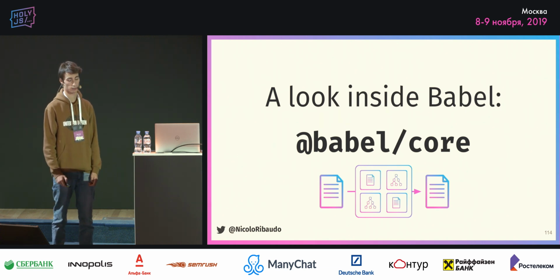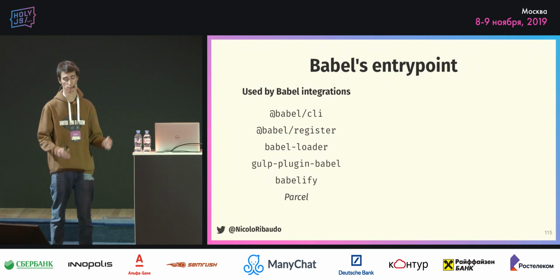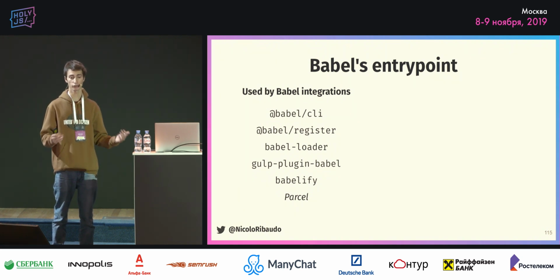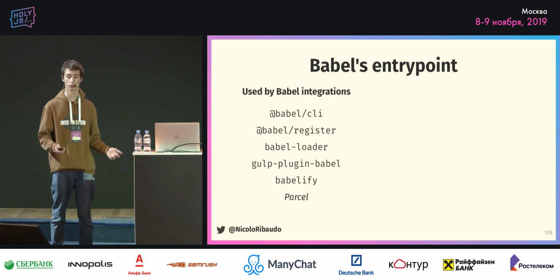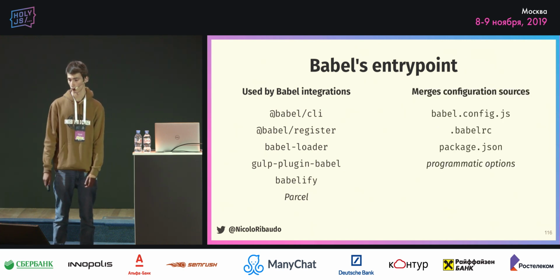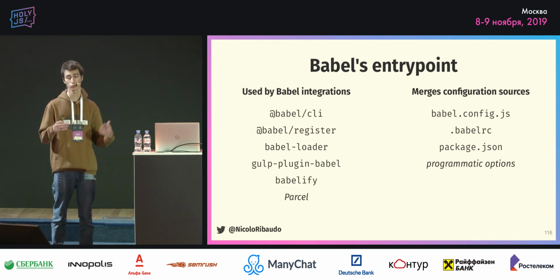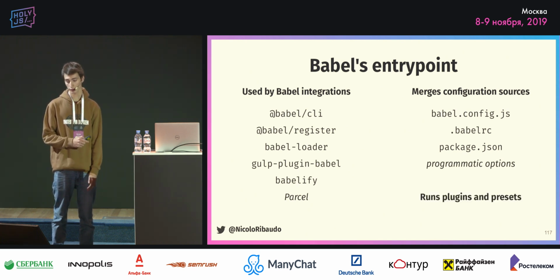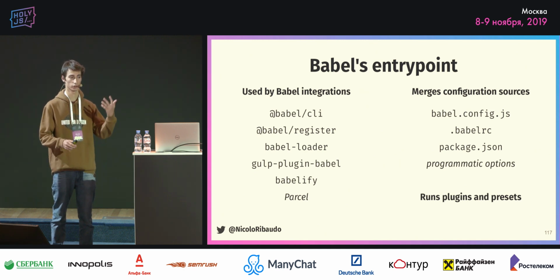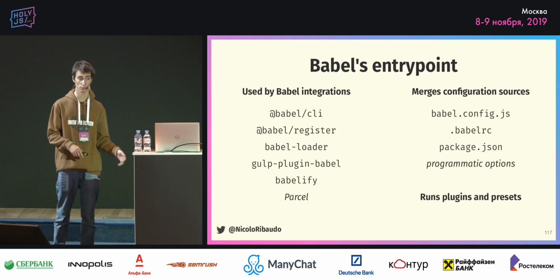The fourth package is Babel Core. Babel Core is Babel's entry point, which is used by everything which exposes Babel under the hood, like Babel CLI or Babel Loader for Webpack, or we have a lot of integrations for different build tools. It also merges the different configuration files, because you can have a root config file, which is babel.config.js, or a relative config file, or you can pass directly the options to Babel in your build tool. And it runs plugins and presets and collects all the visitors and passes them down to Babel Traverse.